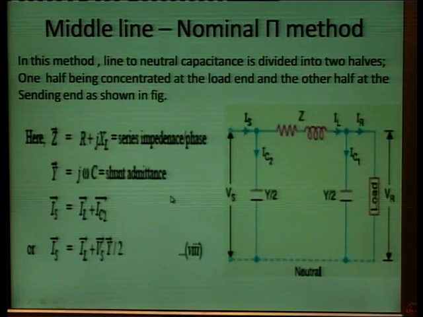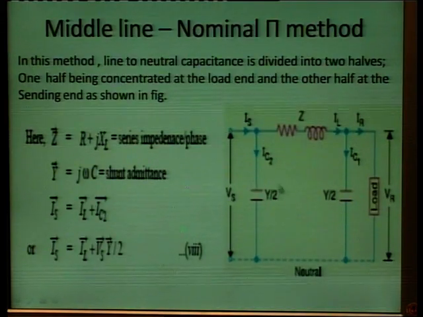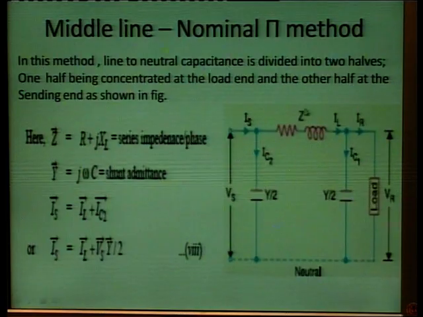we have to take the shunt admittance into two halves. One half section will be considered at the sending end and the series impedance will be fully taken as one part, and then the shunt admittance half at the receiving end.